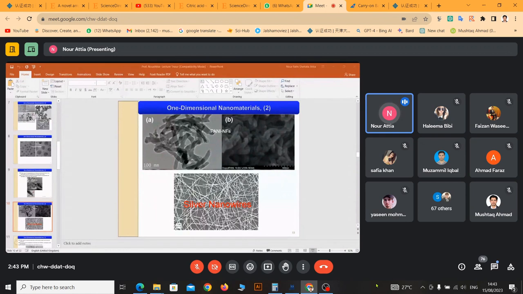And the other one is nanowire, which is very, very thin. The diameter may be 5 nanometers to 10 nanometers. It's very, very small.